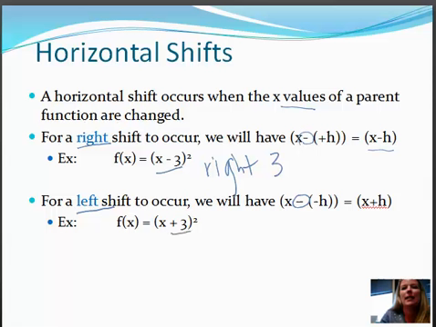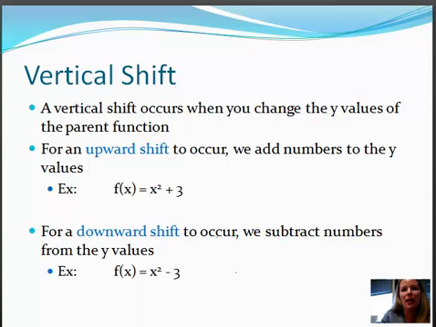Now vertical shifts are a little bit more common sense. So a vertical shift moves the graph either up or down. So an upward shift is just like you would think: when you see a plus 3, that means you're going up 3. If you see a minus 3, you're going down 3. So horizontal is the only one where we have to do a little bit of thinking about opposite directions.